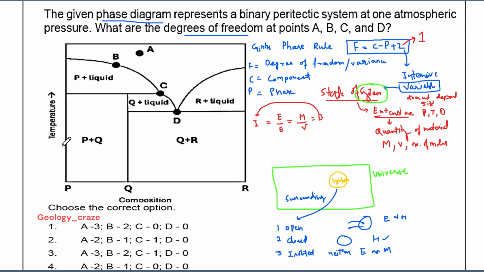In our question only one thing is given, that is temperature, not pressure, on one axis, and on the other axis we have composition. It means our pressure is fixed. They have written 1 atmospheric pressure, so our pressure is fixed. So now we understand it in that way. Our formula is F is equal to C minus P plus 1, and we will use that here.